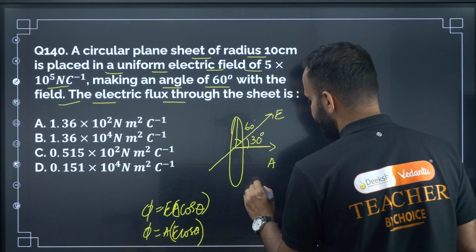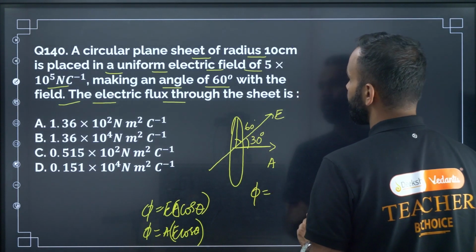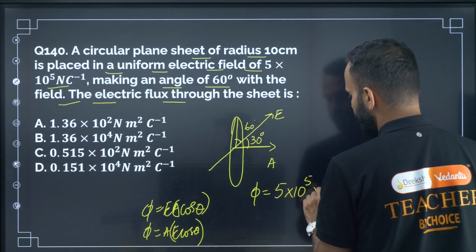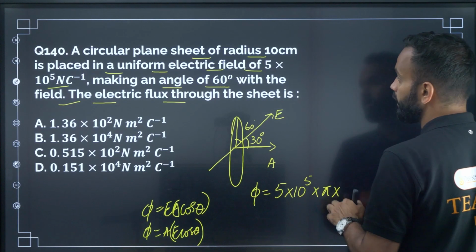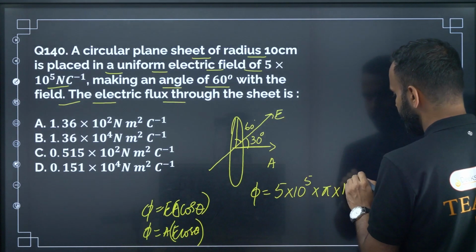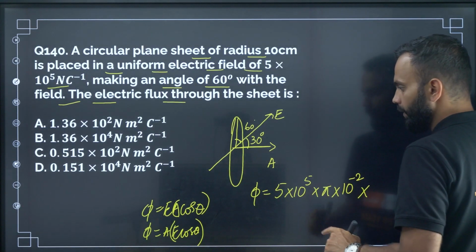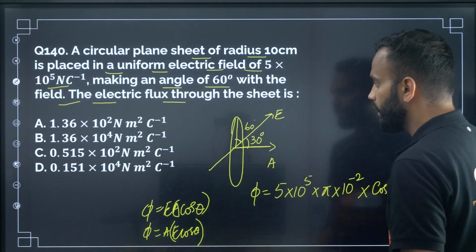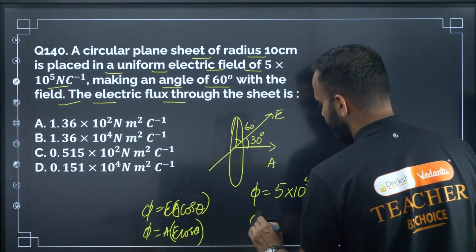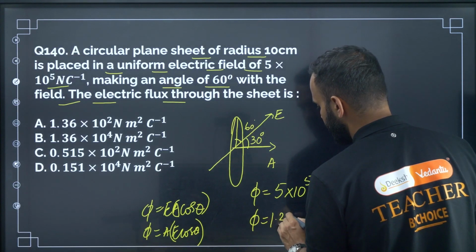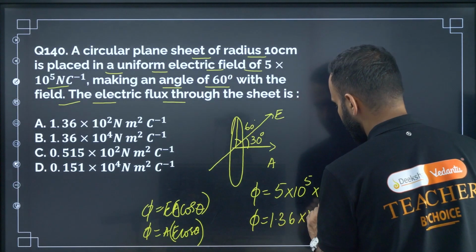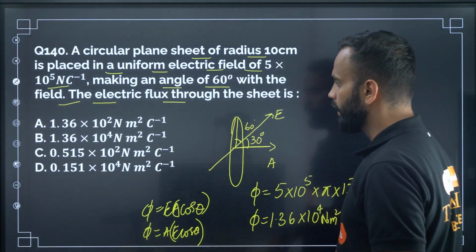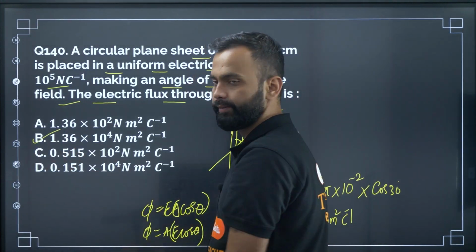Now phi is equal to E, which is 5 into 10 to the power 5, into A, where A is pi into r square, r square is 10 to the power minus 2 meter square, into cos 30 degree. Now solve this, you will get electric flux as 1.36 into 10 to the power 4 Newton meter square per coulomb. So the correct option is B.